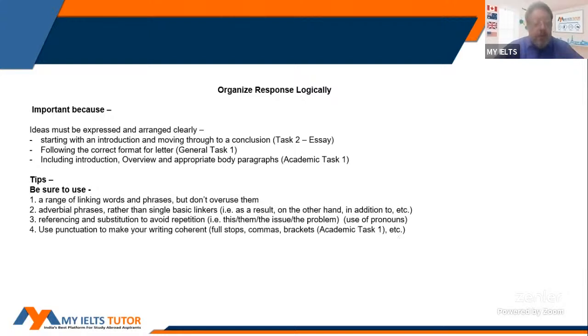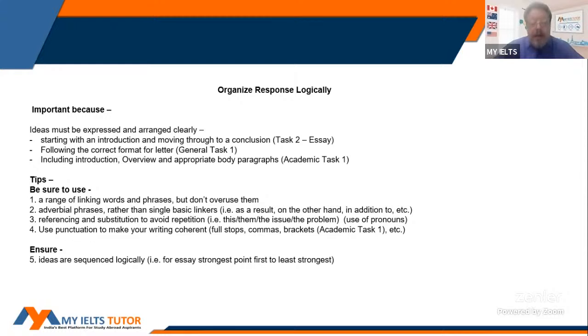Okay, so moving on, you want to make sure you use punctuation to make your writing coherent. So this is the use of full stops, commas, and if you're taking academic task 1, you can use brackets, and using brackets correctly is important for that task.